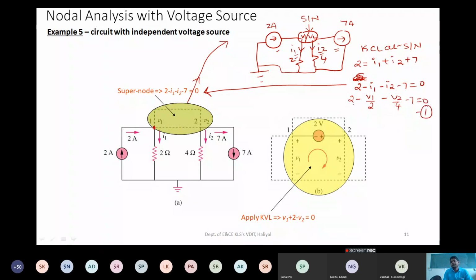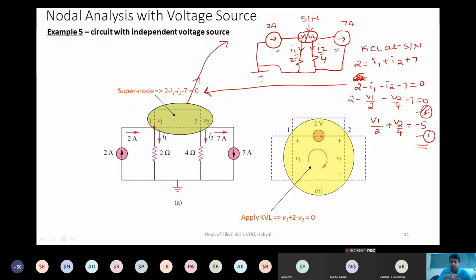You can call this equation 1, or you can solve for this. You will get minus 5 here. You can take it to the other side, you will get plus 5. So that equation you can call V1 by 2 plus V2 by 4 equal to minus 5. So this you can call equation 1. This equation, how we got it from the super node: here the two nodes have already been captured, so we are getting KCL at the super node.